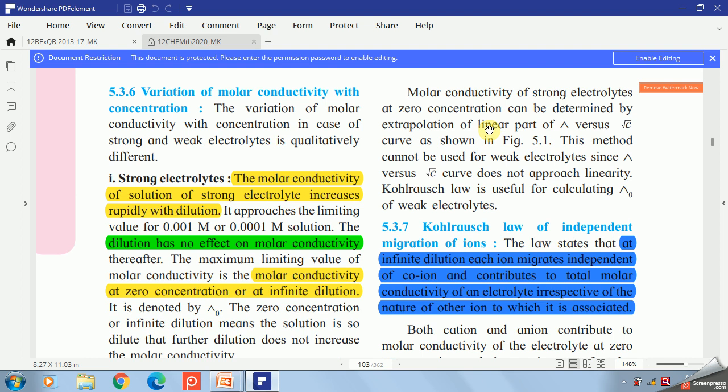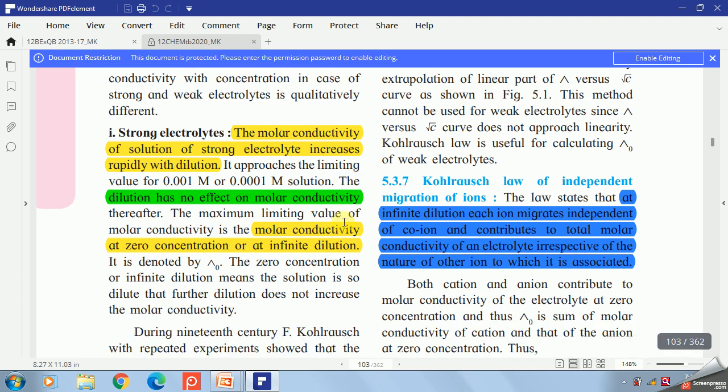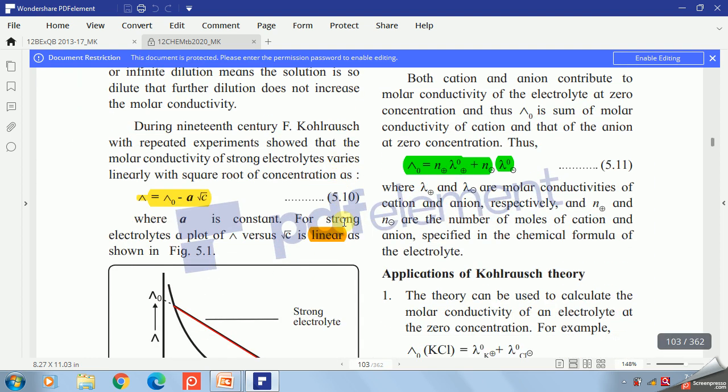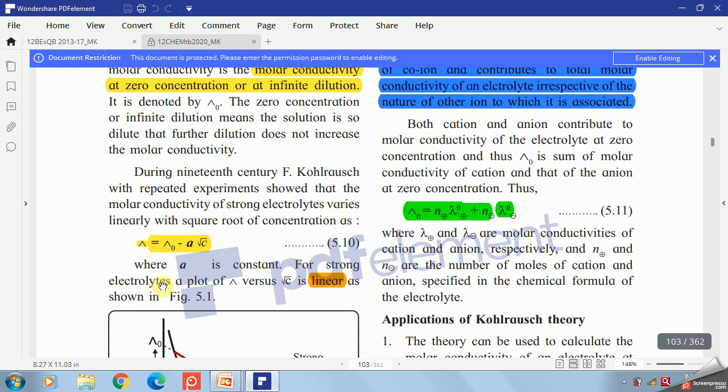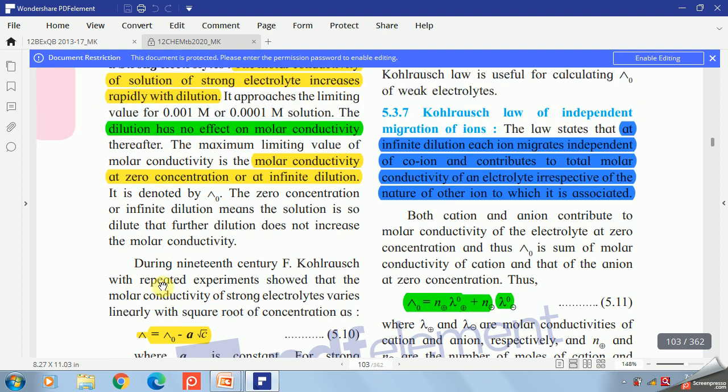So if we observe the curved line, it does not extrapolate to the y-axis, and we can't calculate the molar conductivity at zero concentration for such a weak electrolyte. For this purpose, Kohlrausch's law is applicable to determine the molar conductivity of a weak electrolyte. So let us see Kohlrausch's law of independent migration of ions.